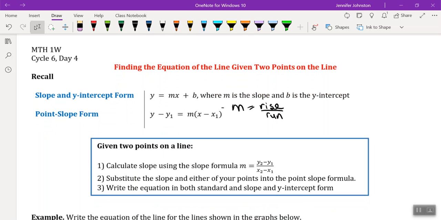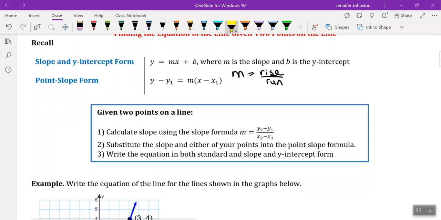Rise is on the y's and the run is on our x's. Right, and then we also have the point slope form, which is y minus y1 is equal to m(x minus x1), where x1 and y1 are a point and m is a slope.